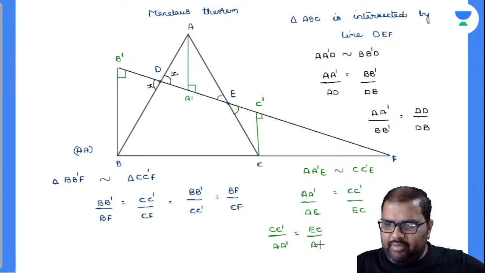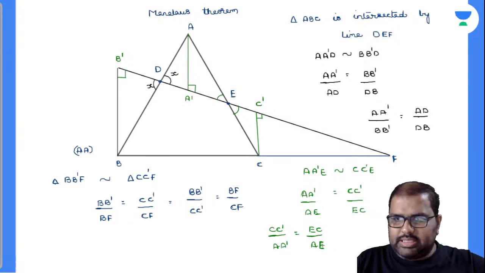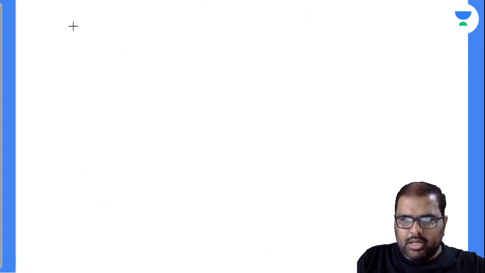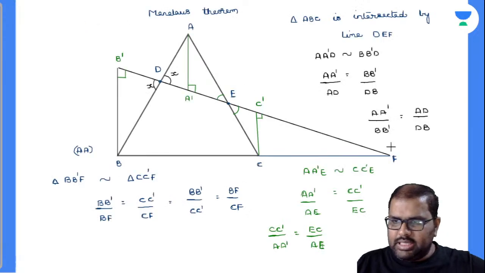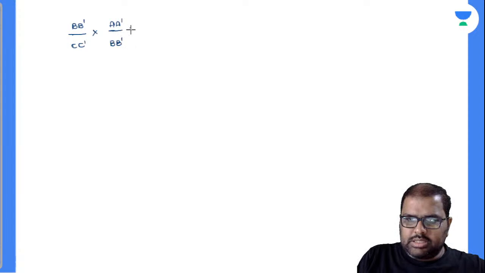Now I will club all those things here. Observe the things. Let's see what we can do there. Now see here: BB dash by CC dash, into the next one, AA dash by BB dash, and the last one, CC dash by AA dash. Am I right or wrong? Please let me know, yes or no.